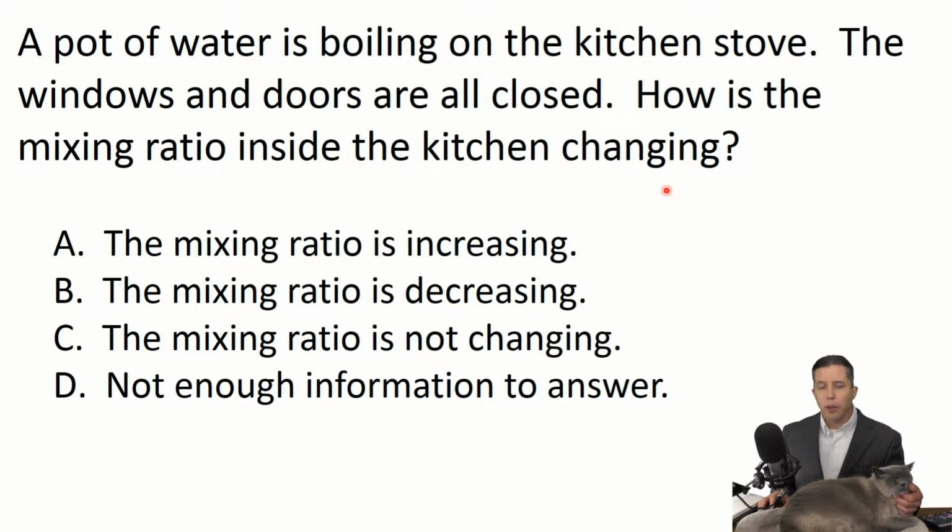Okay, similar to one that we saw just a minute ago. A pot of water is boiling on the kitchen stove. Windows and doors are all closed. How is the mixing ratio inside the kitchen changing? So again, if we're boiling water on the stove, that water is coming out of the pot and going into the air. We're literally adding grams of water to the air. So the mixing ratio is increasing.